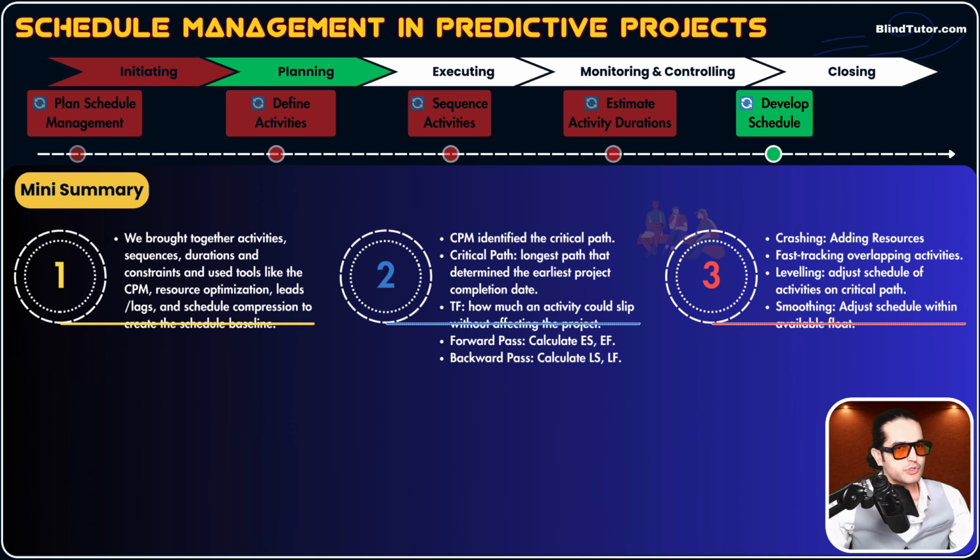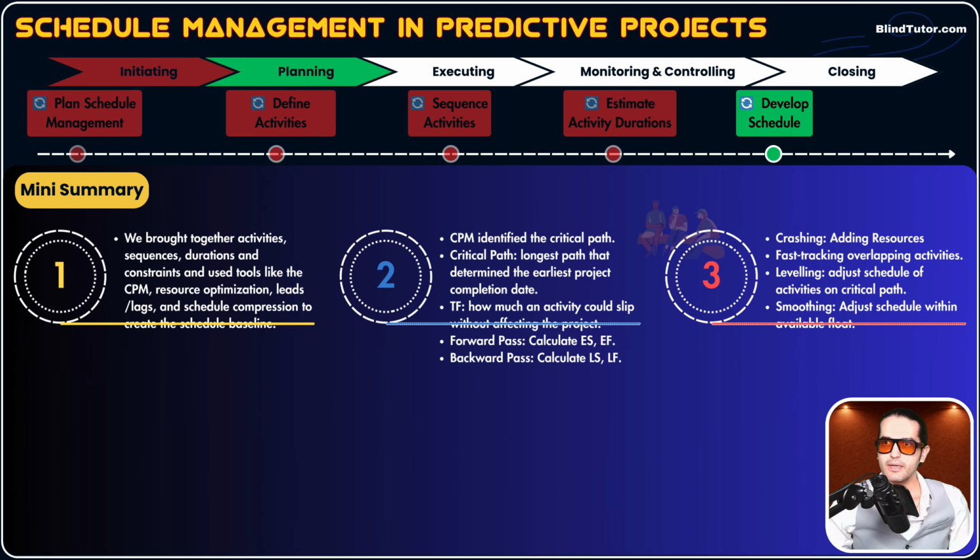What's resource smoothing? Resource smoothing means adjusting activities' start days within their float. We apply resource leveling on activities that are on the critical path, and we apply resource smoothing on activities that are not on the critical path, the activities that have some float, so we can play around. These were the resource optimization techniques.